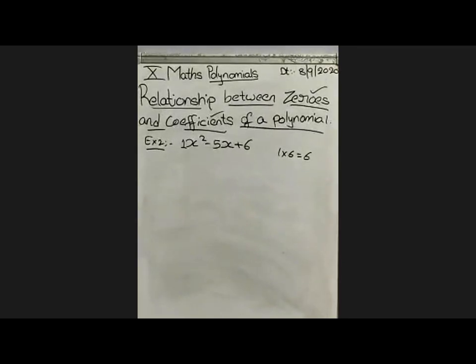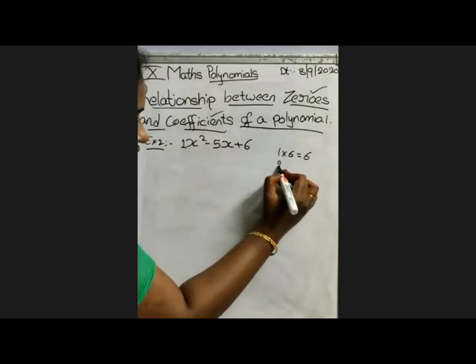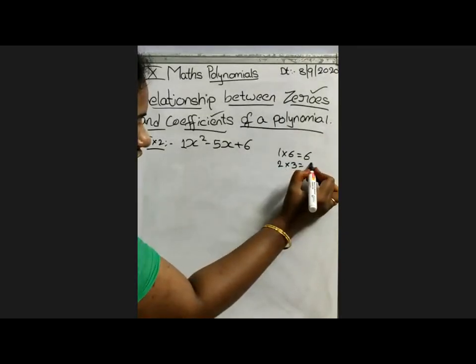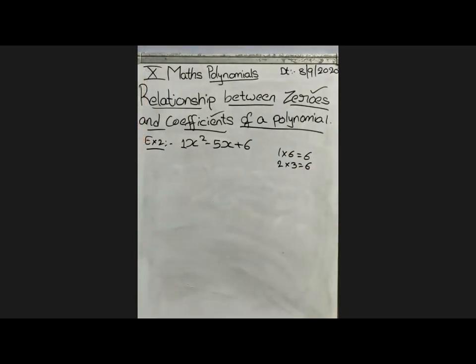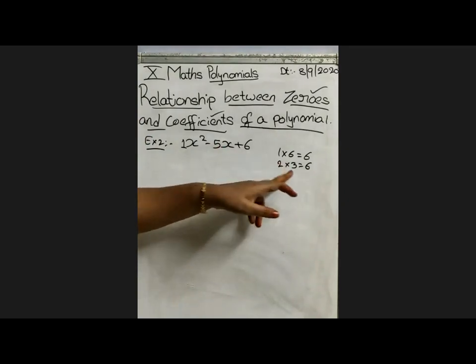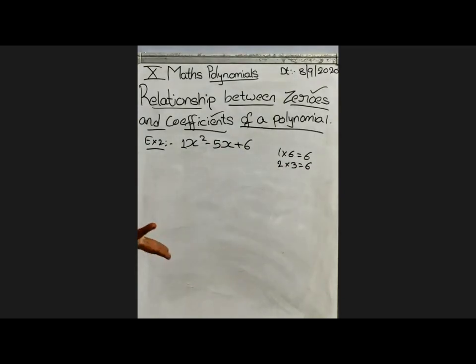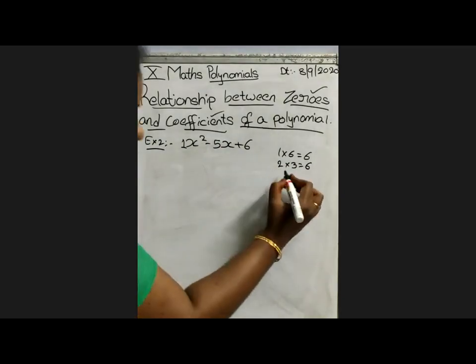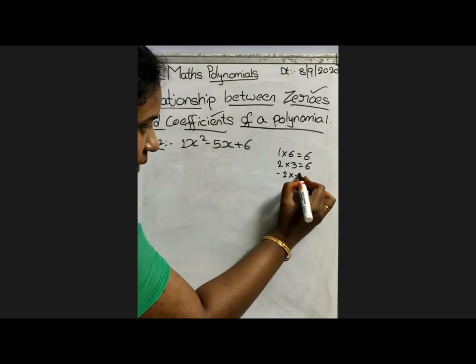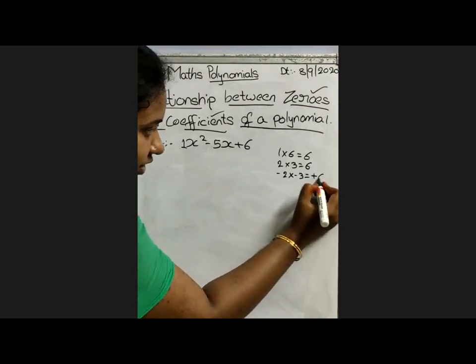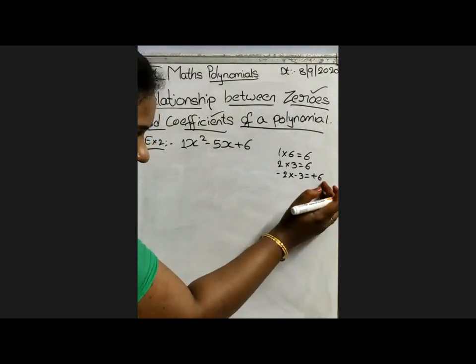Now see, how can we write the factors? 1 into 6 equals 6. Again, 2 into 3 equals 6. Yes or no? But here minus 5 is there. The x coefficient is minus 5. We have to get minus 5. 2 plus 3 how much? 5. Minus 2 minus 3 how much? It is minus 5. So minus 2 into minus 3 means it is plus 6. Yes or no? 2 3 is 6.